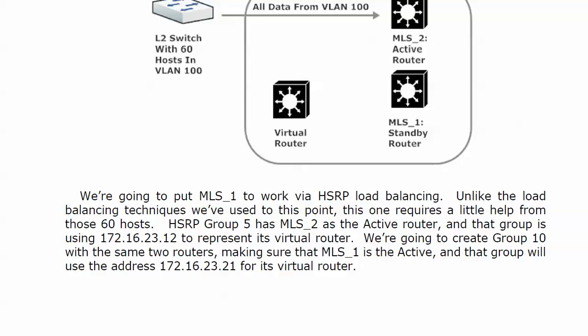What we're going to do now is create Group 10 with the same 2 routers. There's nothing illegal about that yet. We'll find out in a minute, I guess. Making sure that 1 is the active. Switch 1 is the active, and that group will use another address, 172.16.23.21, for its virtual router.